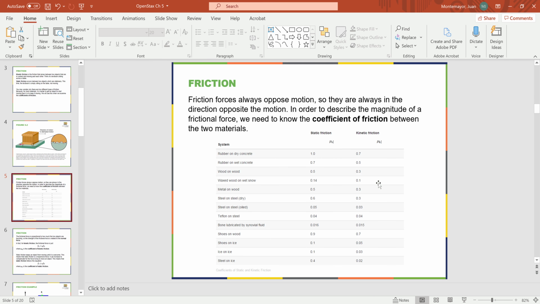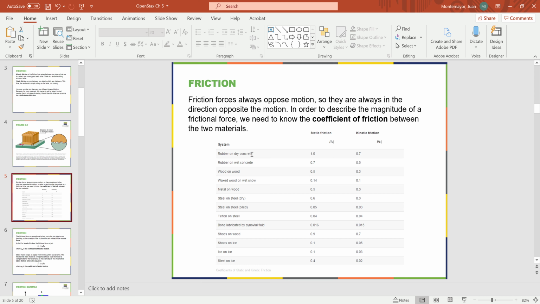Friction forces always oppose motion, so they're always in the direction opposite to the motion. In order to describe the magnitude of the frictional force, we need to know the coefficient of friction between two materials. So here are the coefficients of friction between these systems. Realize it's saying system, not just one particular object. So it signifies the static friction and the kinetic friction of all of these systems.